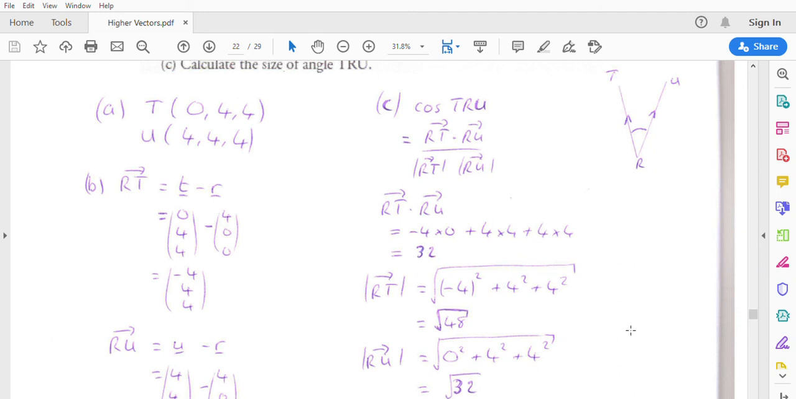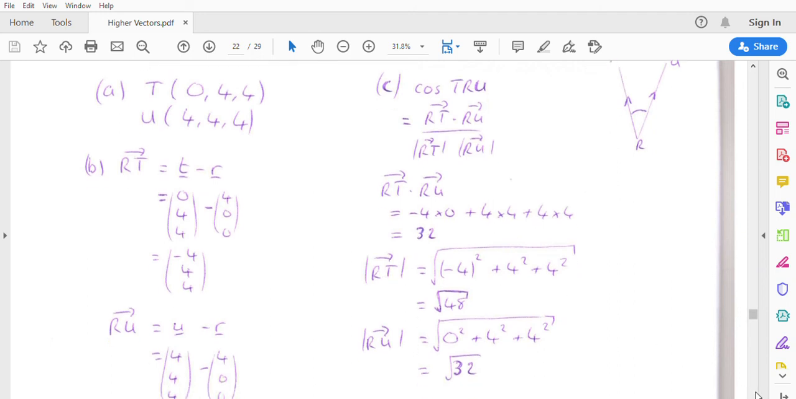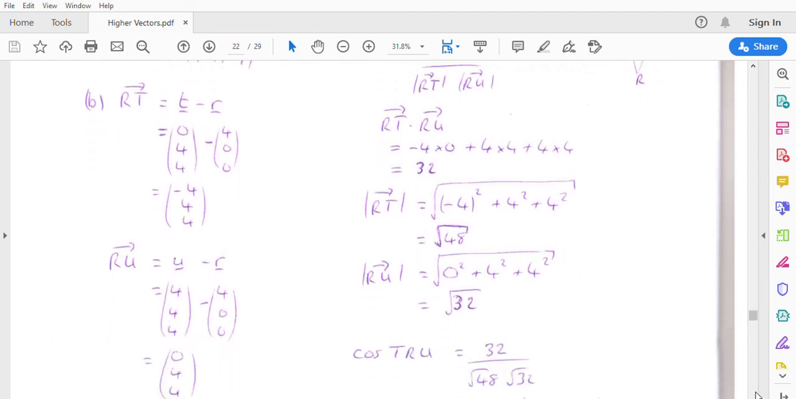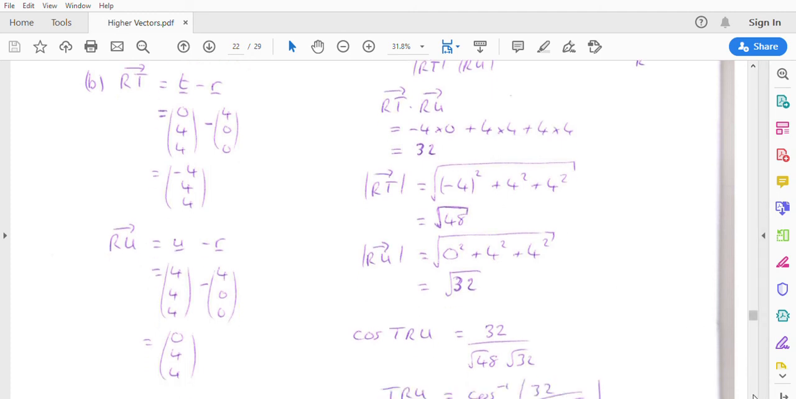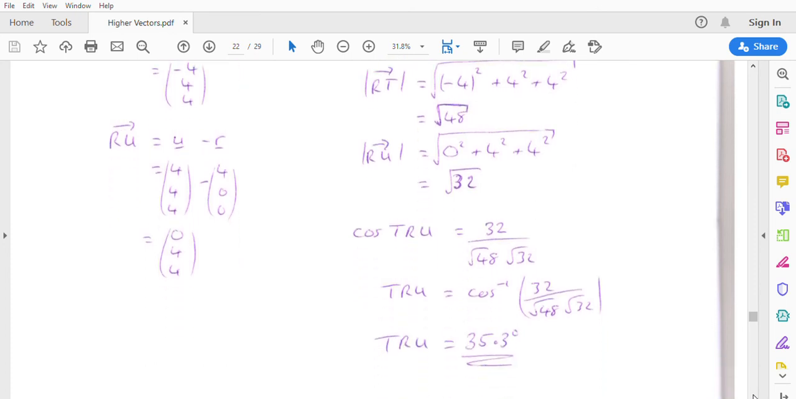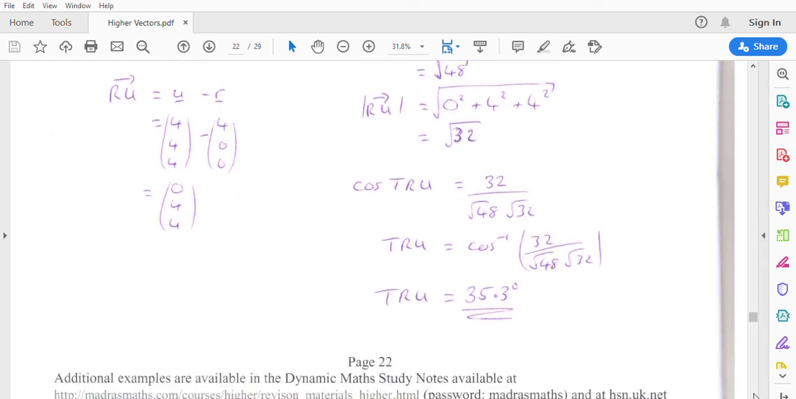Find the magnitude of RT and RU, which will be root 48 and root 32 respectively. So I could be simplifying at this point. That would be root 16 root 3, which would be 4 root 3. But because I'm not at the end of the question, there's no need to do that yet. And then substitute in, take the inverse cosine. So inverse cosine of 32 over root 48 root 32 is 35.3 degrees to 3 significant figures.